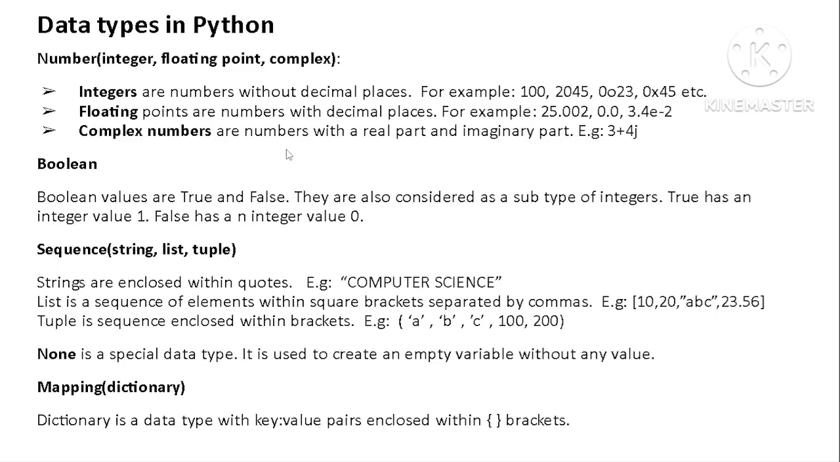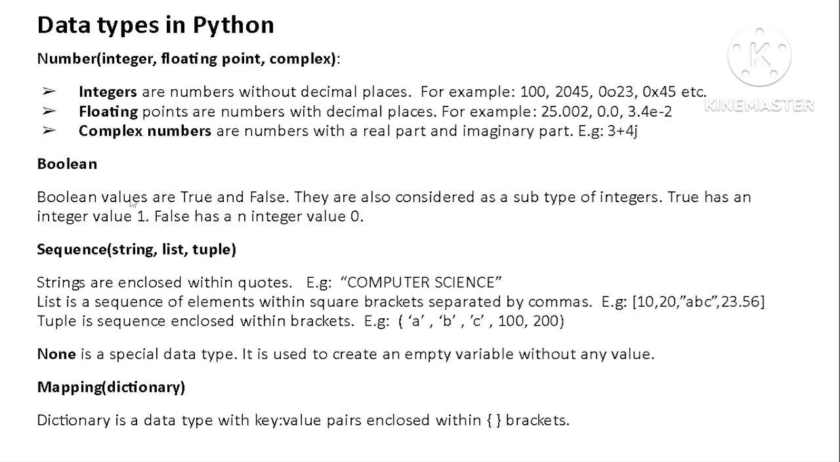Complex numbers is not in our syllabus. Anyway, you have to understand what a complex number is. 3 plus 4j. It consists of a whole number part and an imaginary part. Real part, imaginary part. Imaginary part is represented with j.